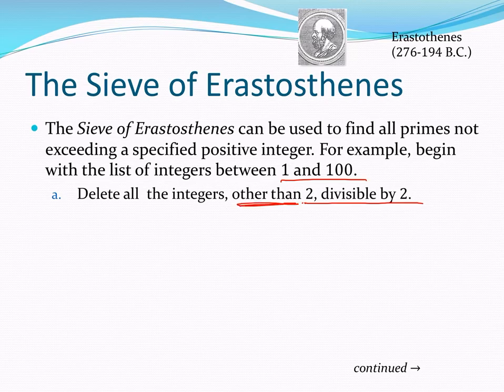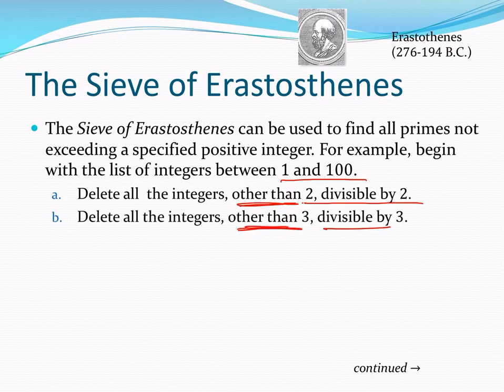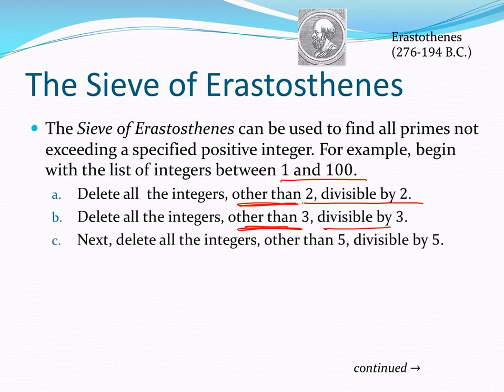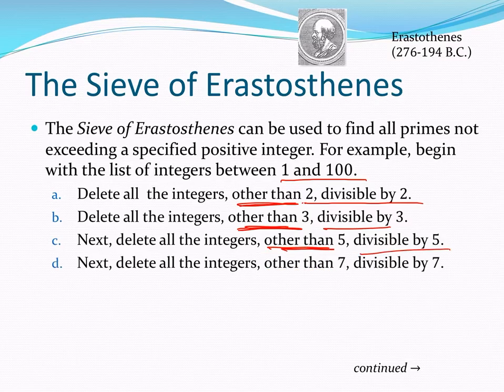Since 2 is prime, we leave it. Delete all integers other than 3 that are divisible by 3. Delete all the integers other than 5 that are divisible by 5. In other words, we're getting rid of all the composite numbers between 1 and 100. And then one more we'll look at. Delete all integers other than 7 that are divisible by 7.